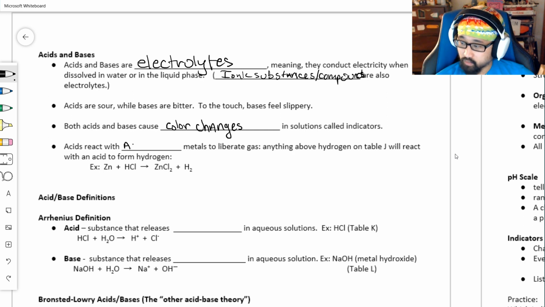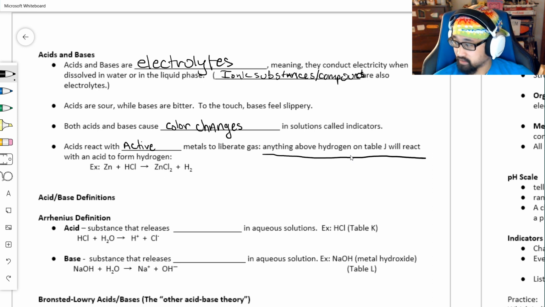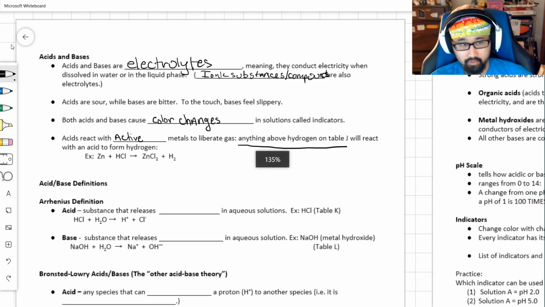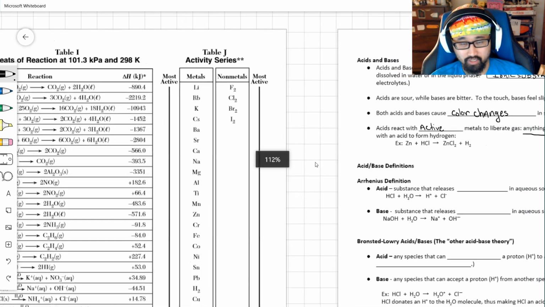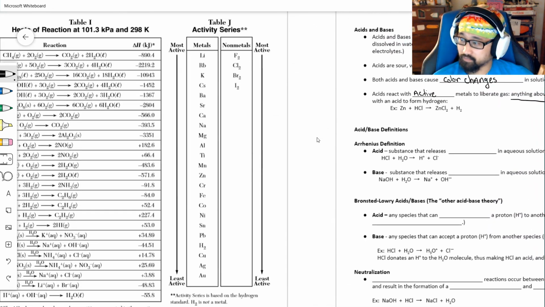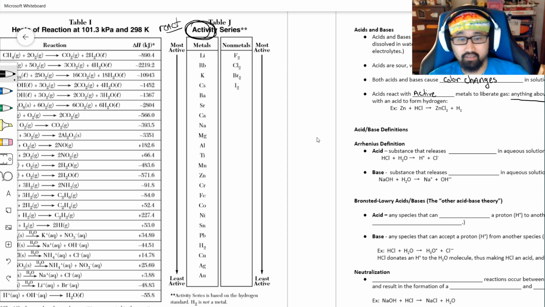Acids will react with active metals to liberate gas, and anything above hydrogen on table J will react with an acid to form hydrogen. Now, table J is something that maybe you remember, maybe you are a little bit like, I remember table J. So here's table J. It's the activity series, all right? The key is activity. If you see that something is reacting, you should look here at the activity series.